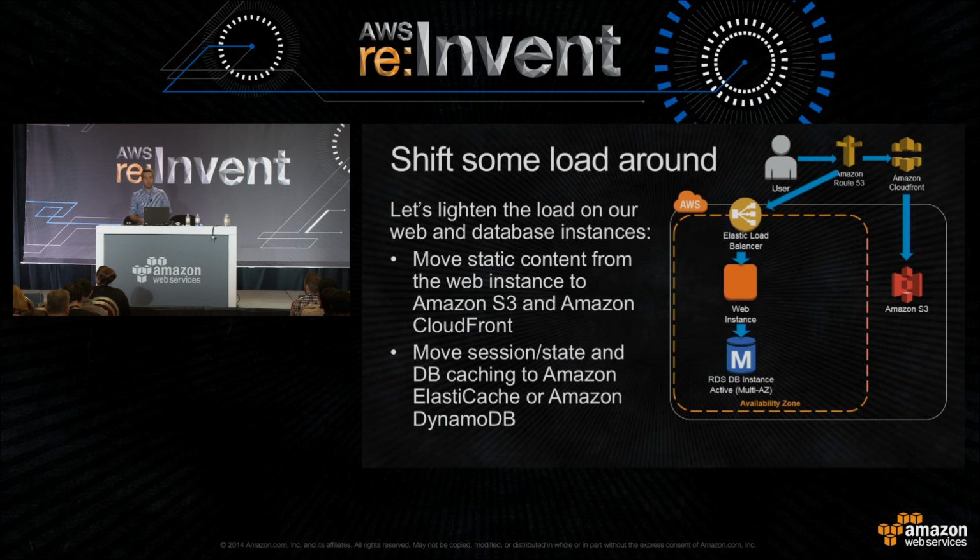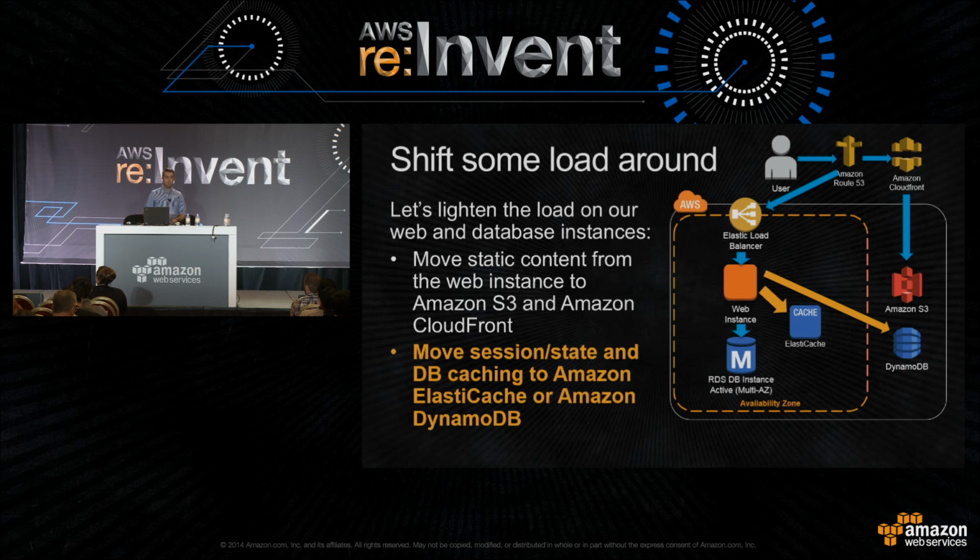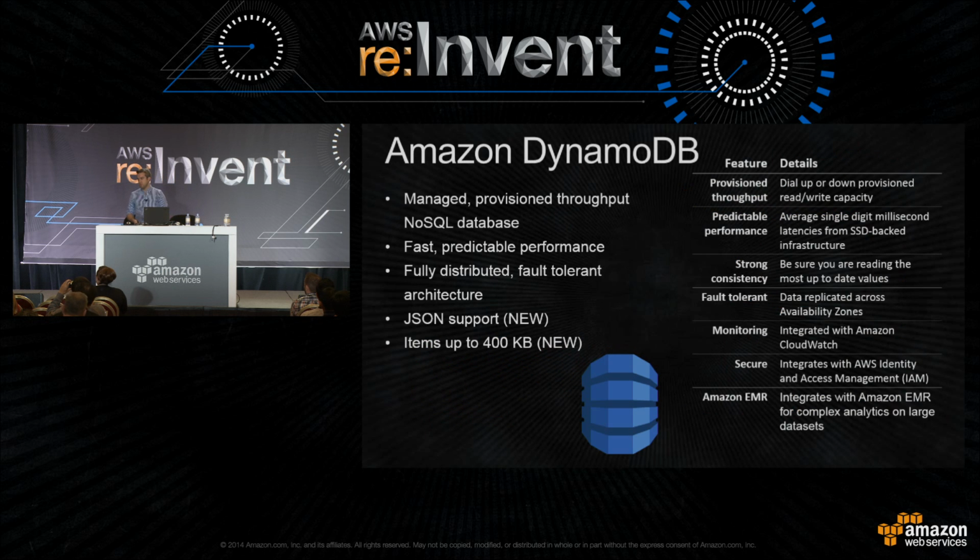Now we also care about the bottom part of this graph here, which is moving session and state information from our web tier and our database potentially to a caching tier. So in this case, what we're going to do is shift some of that potentially to ElastiCache or to DynamoDB. So DynamoDB I already talked about a little bit. It's a NoSQL database. We would call it a zero administration service. A lot of different capabilities.